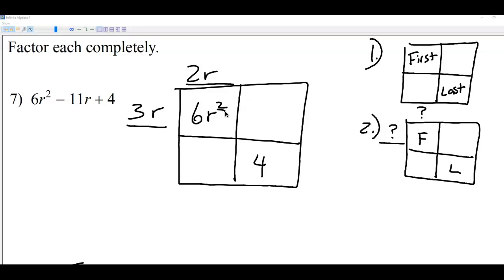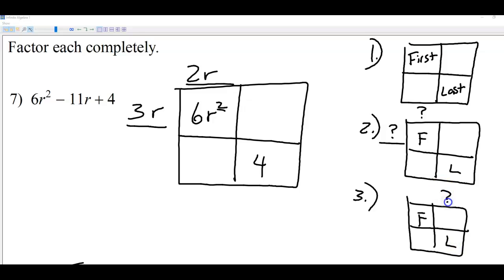All right, now what about 4? The next step is to figure out what two numbers would make the 4. So what times what? We could do 2 and 2, or 1 and 4. All right, so which one would you guys like to try? 2 and 2 or 1 and 4? 2 and 2? Okay. Since they're the same number, we'll just put one there, one there. I'm running out of steps, so I'll put my steps here.